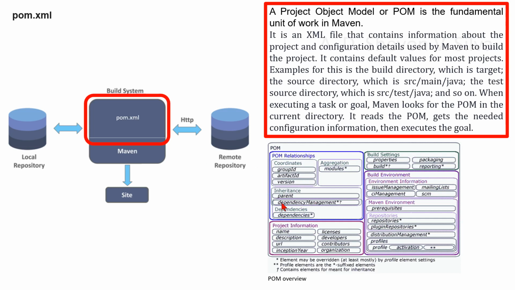Here you can see the POM overview. Here the element with an asterisk may be overridden, at least mostly, by profile element settings. And elements with a double asterisk are the profile elements, the asterisk-dash suffixed elements. Here this sign contains elements meant for inheritance.